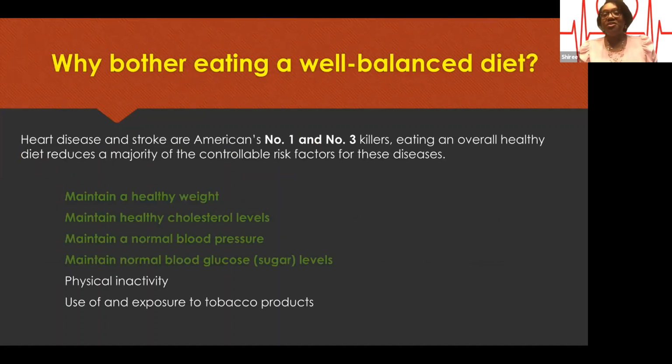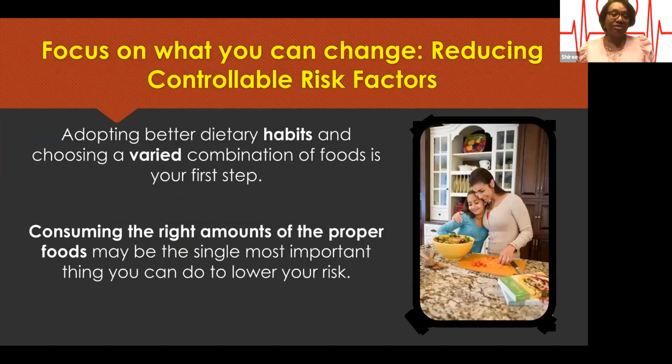So why should you bother eating a well-balanced diet? Heart disease and stroke are America's number one and number three killers. And eating a good diet helps to reduce those controllable risk factors that we talked about. So maintaining a healthy weight. If you have high cholesterol, knowing what your cholesterol levels are, taking medication if you have to, maintaining a normal blood pressure, maintaining normal blood sugar levels, as well as decreasing physical inactivity and use of and exposure to different tobacco products.